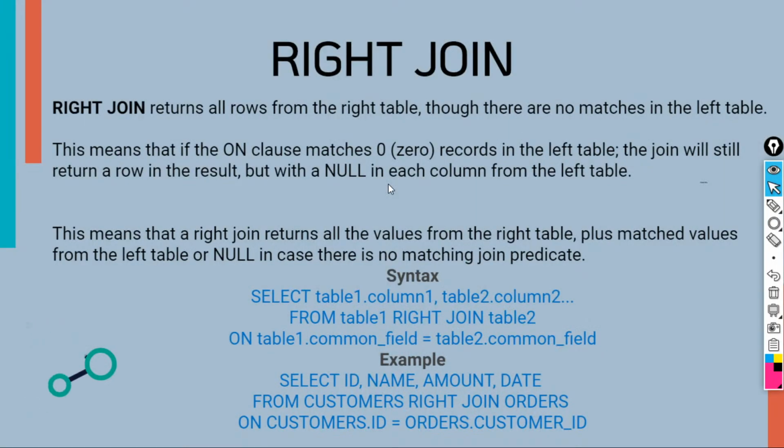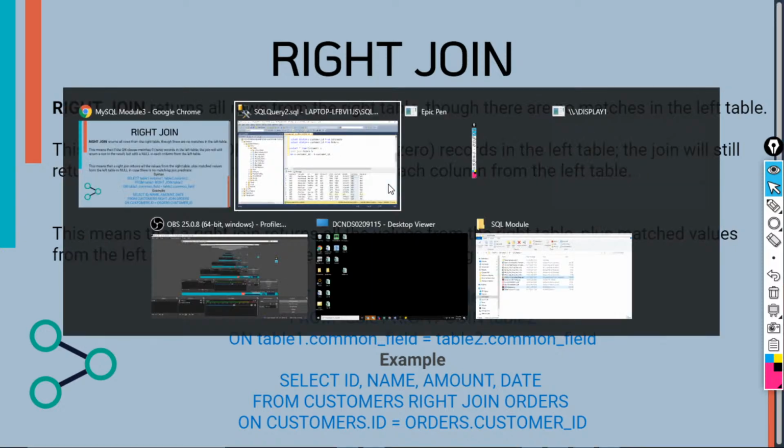Right join. A right join returns all rows from the right table, even if there are no matches in the left table. As we have already seen, a right join does exactly the opposite of what a left join does. A left join returns all the values from the left table and matching values from the right table, whereas a right join retrieves all the values from the right table and the matching values from the left table. Let me give a couple of examples for this.